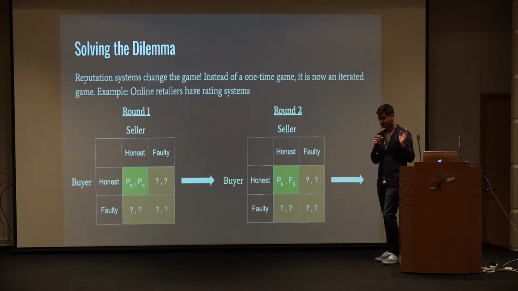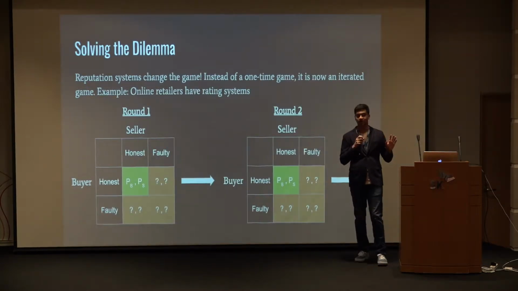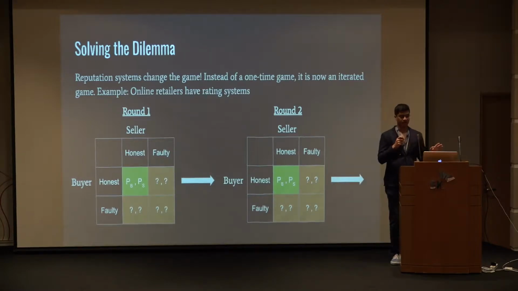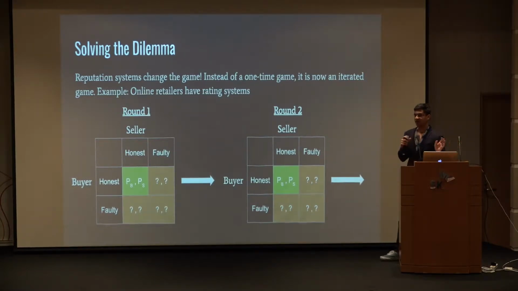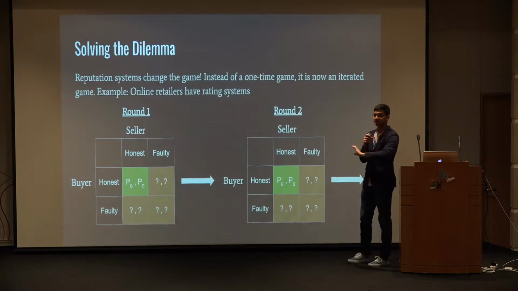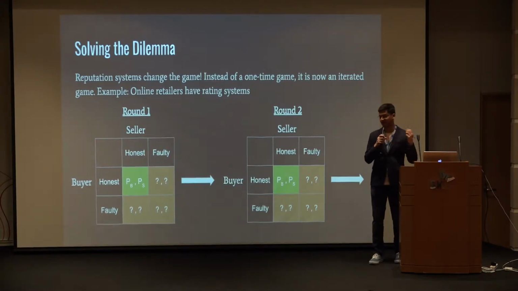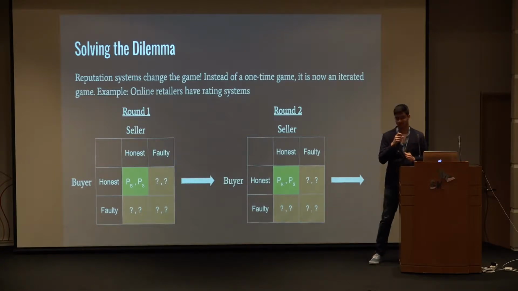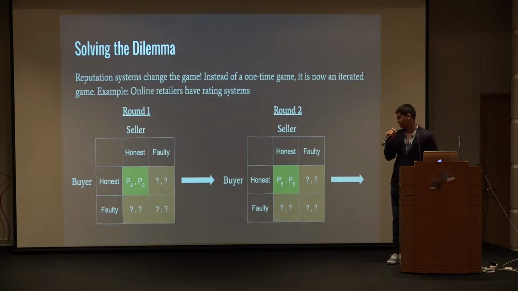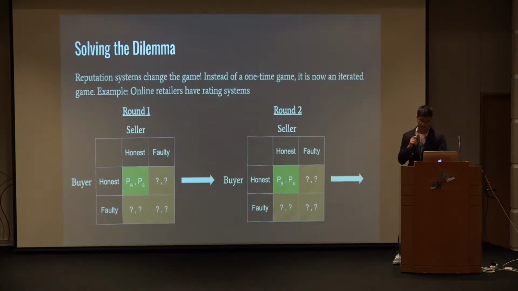Reputation systems change the game. It's not a one-shot game anymore. It's an iterated game where you see the games that a player has played in the past, and then you decide how you attribute faults. You can consider the example of online retail services, which operate in this manner.